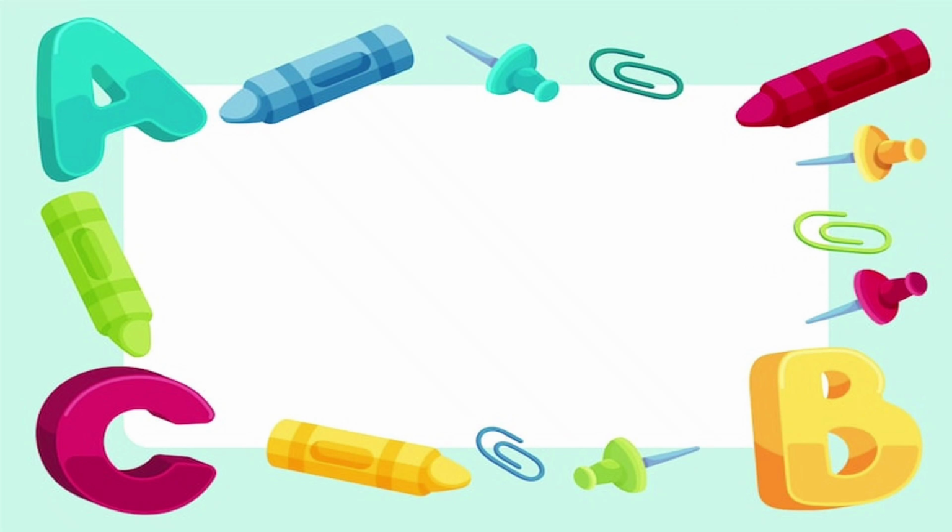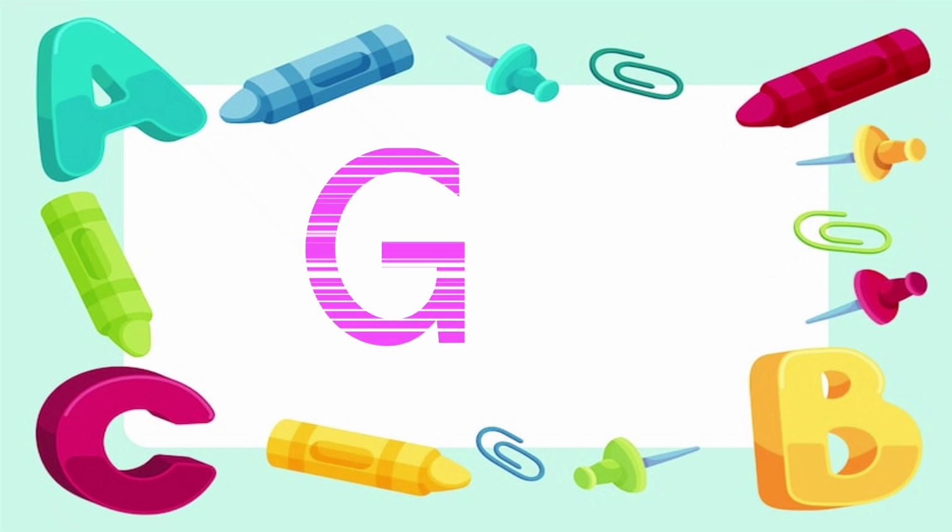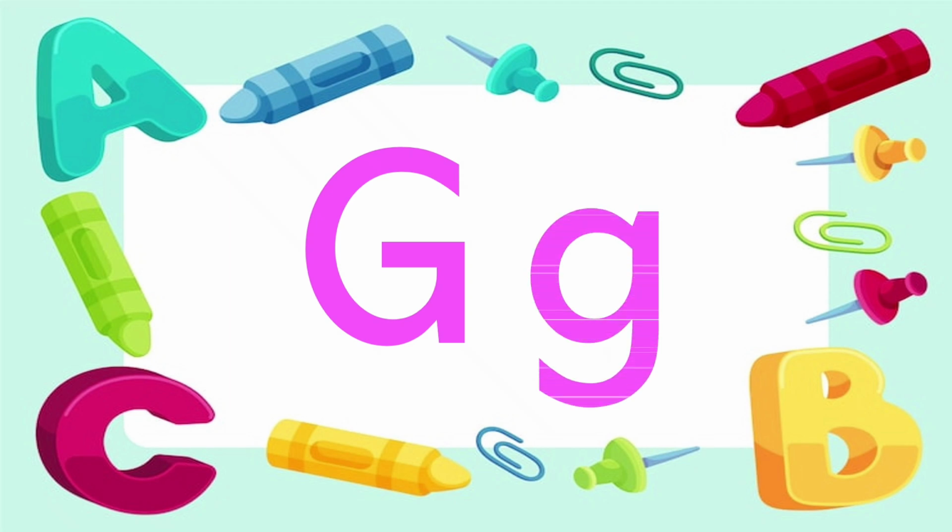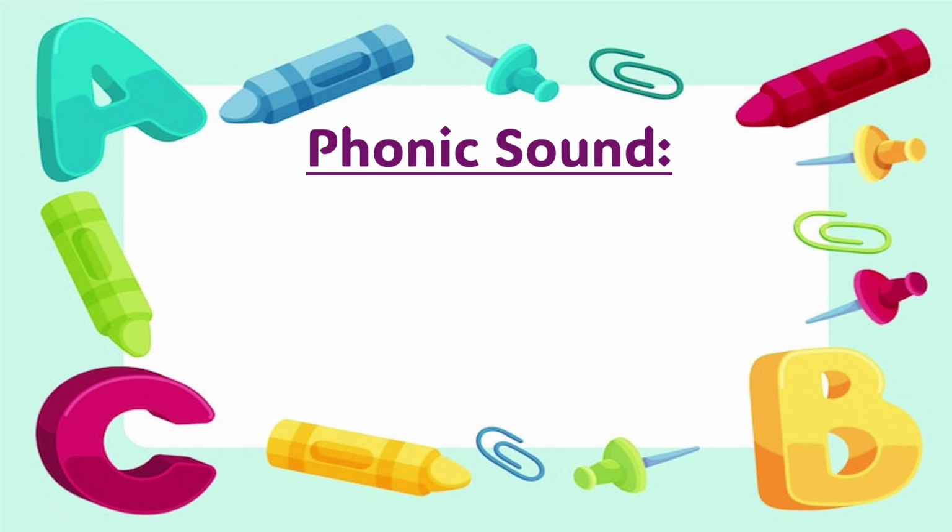Who is coming next? It's G. G comes after F. This is capital G. And this one is small g. Let's learn the phonic sound of G. Ga. Say aloud. Ga.